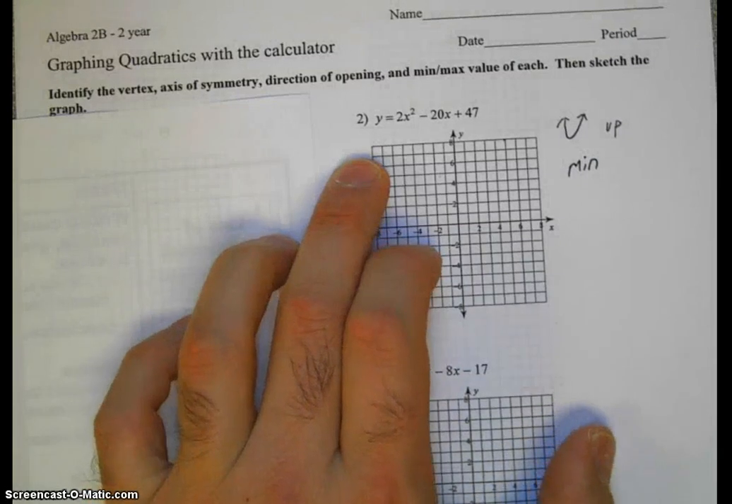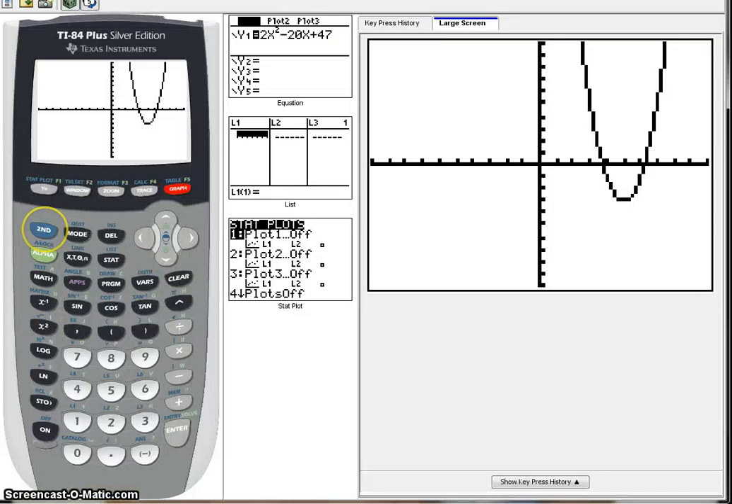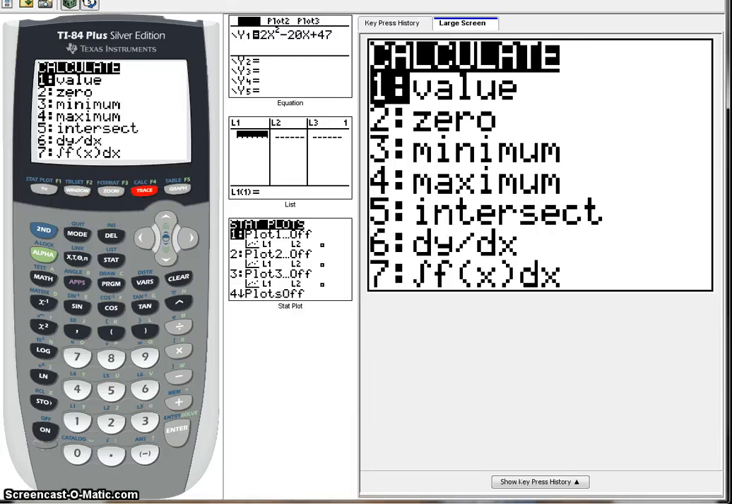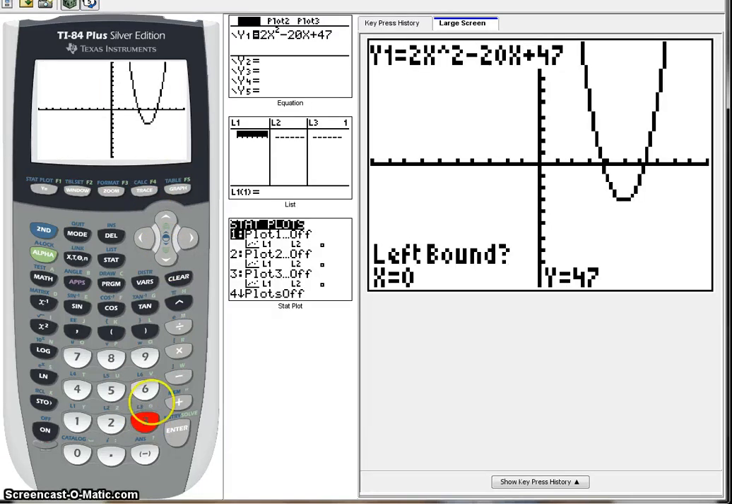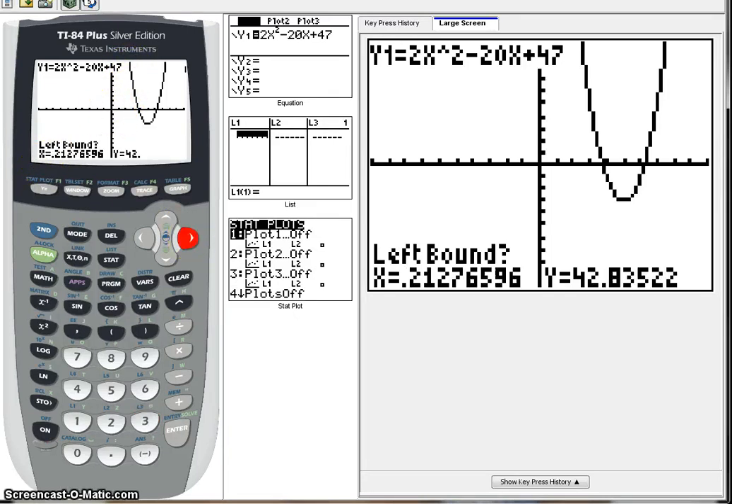Now on the calculator, if I hit second trace, I'm going to be able to calculate that minimum right here. So I'm going to go down to 3, and it's going to ask me for my left bound. Now if you look right now, my X is at 0. So the little blinky flashing button is at 0. So I'm going to move over until I can see the flasher in the screen.